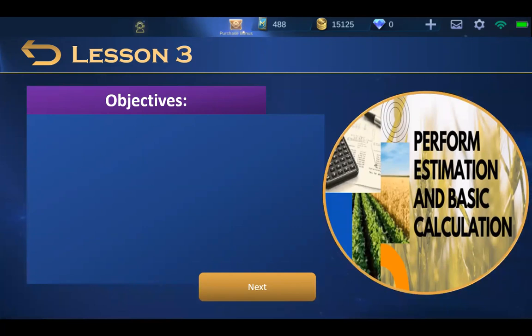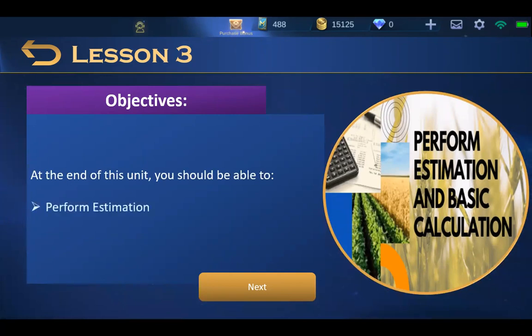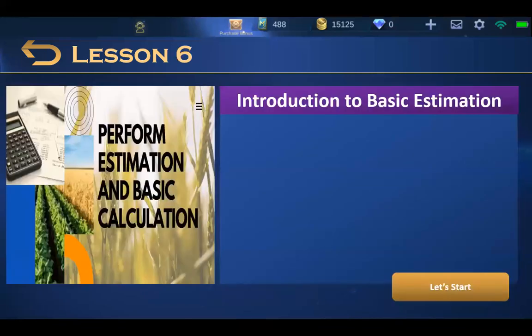Lesson number 3, perform estimation and basic calculation. Our objectives: at the end of this unit, you should be able to perform estimation and also perform basic calculation.